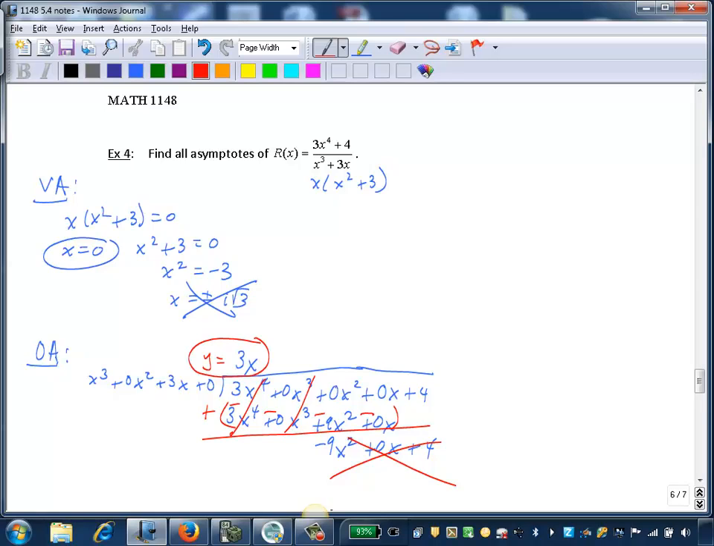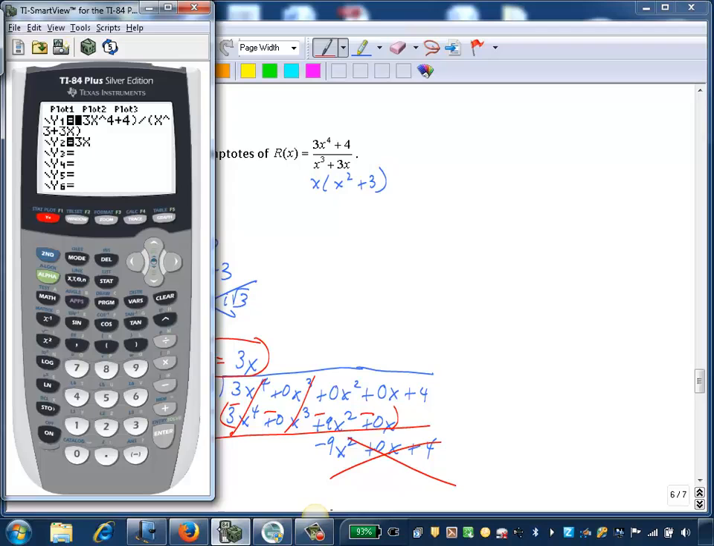Now just to give us a visual of this on the graph, I've entered the graph of my function, (3x to the fourth plus 4) over (x cubed plus 3x). Remember, we always want to put parentheses around the entire numerator divided by the entire denominator also in parentheses. If you leave out the parentheses, it will be the incorrect function. We've got to group the numerator and group the denominator. Now, I also have graphed here the oblique asymptote y equals 3x.